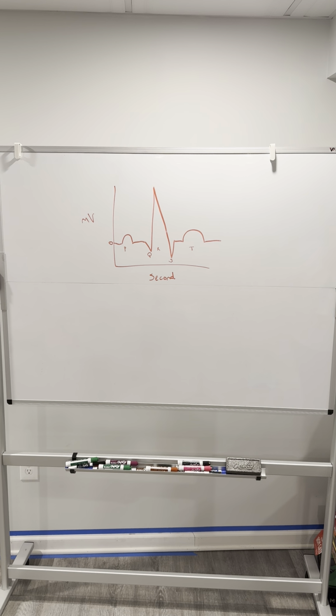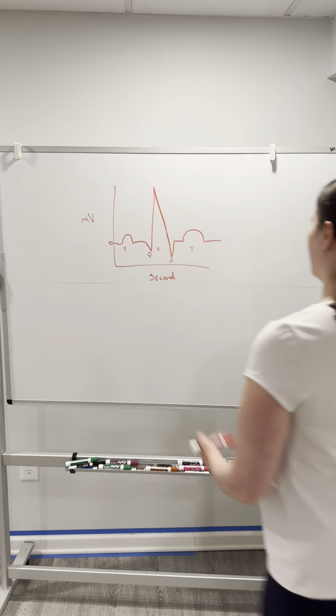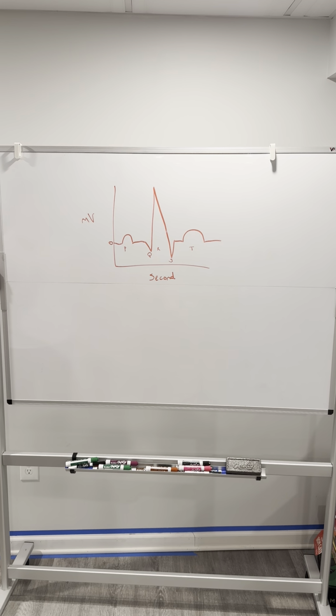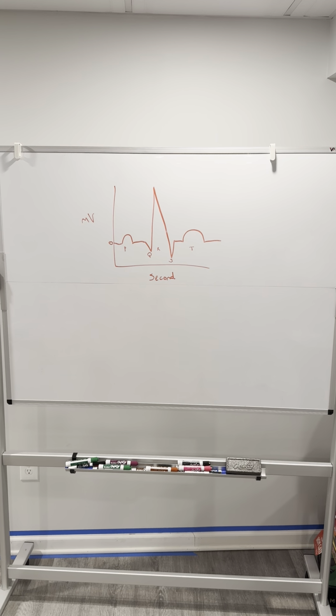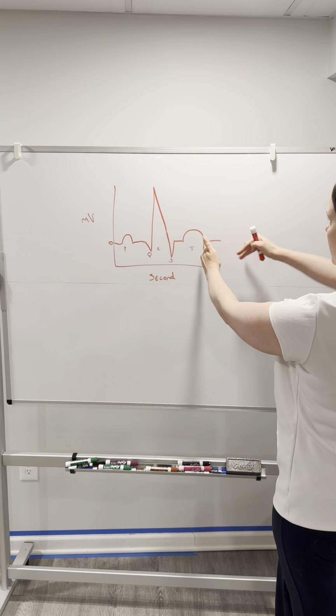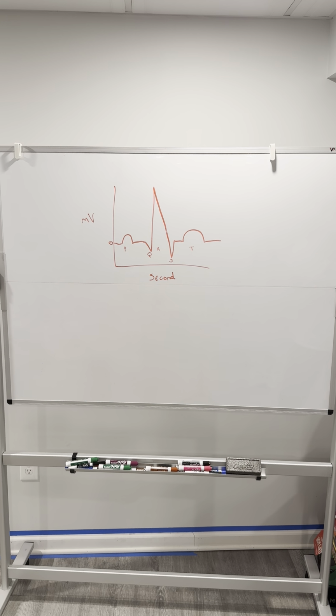Let's go quickly through all of those events. From our P to R, that's going to be our atrial systole. So contraction of the atria is going to happen here. And then from R to T here, that's going to be our ventricular systole. And then here we would have our relaxation period until our next P wave occurs again.